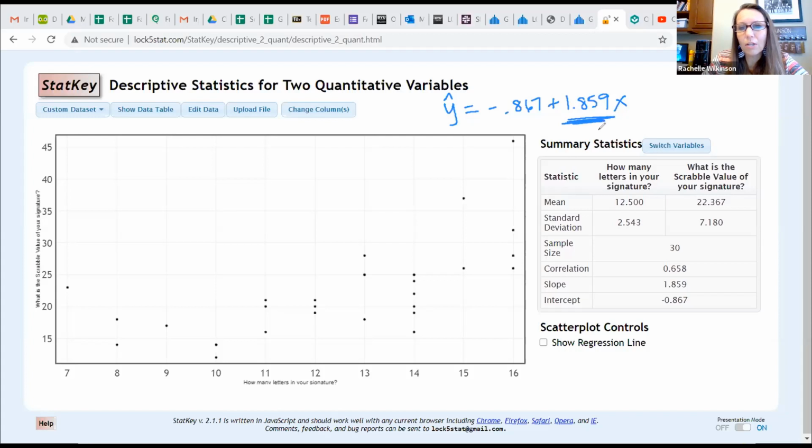Okay, so see if you can write down on your paper how you would interpret the slope for this regression equation. So remember, you can use that little pattern, the one that I put all the stars around earlier in class. All right, I'm going to put my answer over in the chat window, and you can check your answer with my answer and see if you got something similar. So I said for every 1 letter increase in your signature, we would expect the Scrabble value to increase by 1.859 points.